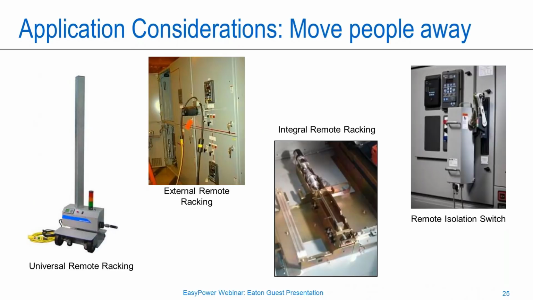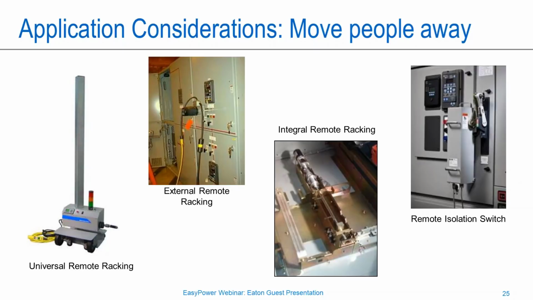Lots of different alternative solutions are available to support vintage equipment. I've shown a few here, including universal remote racking devices. In some cases there's a door mounted motor operator that can be connected, and again, this just moves the operator away from the front of the enclosure while the breaker is being racked onto or off of the energized bus. There's an integral remote racking offering where there's a motor operator that actually fits inside the cell, and so the breaker kind of motorizes itself on and off the bus.